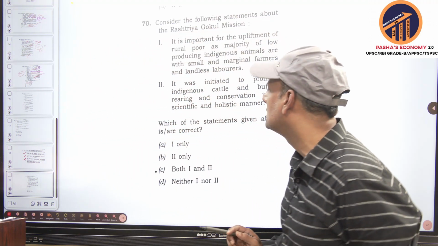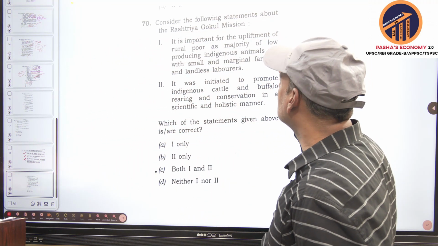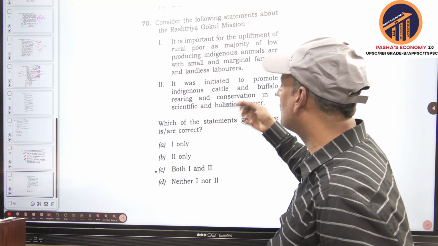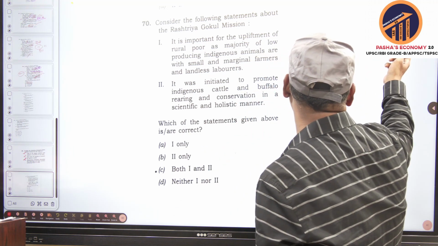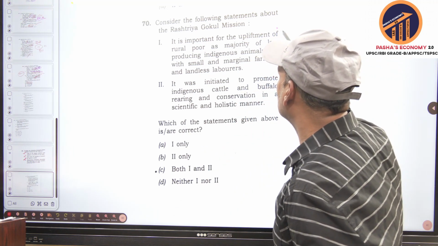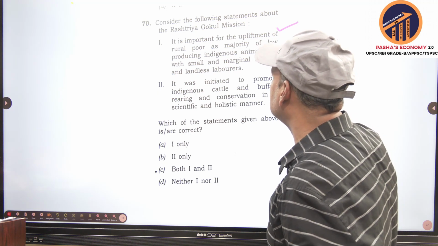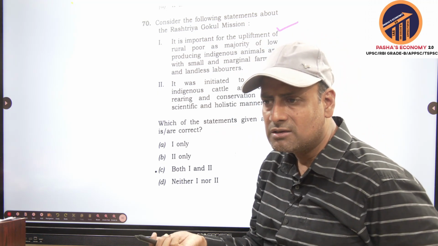Clear? This segment you see. So consider the following statements about the Rashtriya Gokul Mission. From the Gokul Mission point of view, both statements are right. Very simple. It is important for the upliftment of the rural poor, and for low producing indigenous animals.